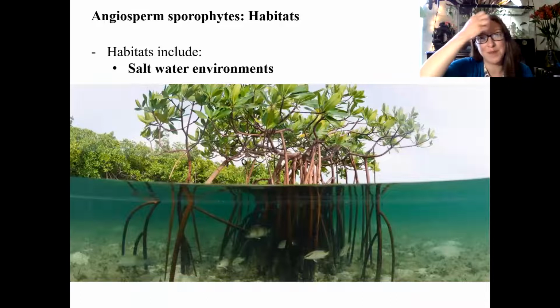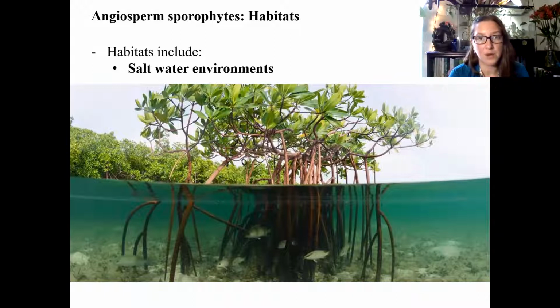Saltwater environments is what I was mentioning before. If any of you have ever grown up down south in the USA or in parts of Central and South America, you may have seen these types of plants before, which are called mangroves. I think they also occur in Southeast Asia. But yeah, they're basically plants that grow in salt water along the coast, right? In like beachy environments.